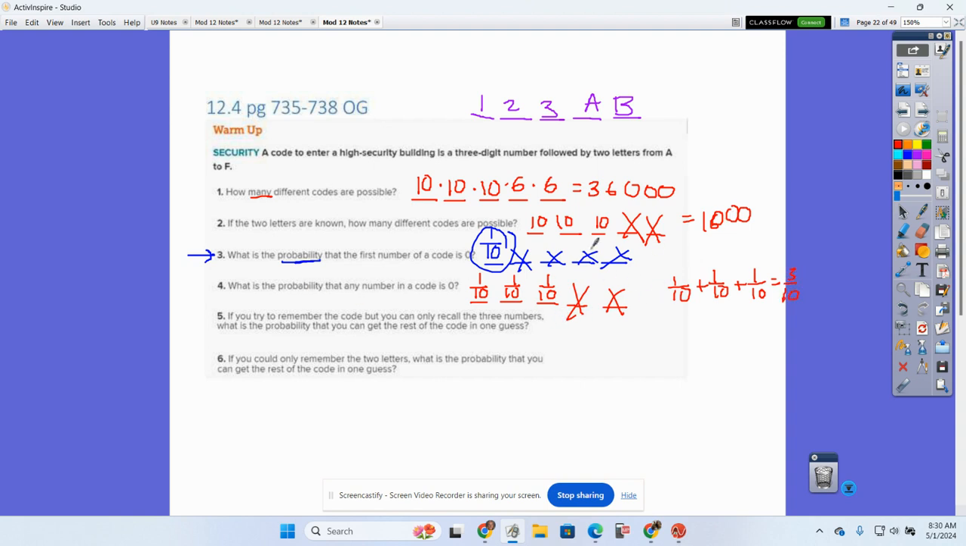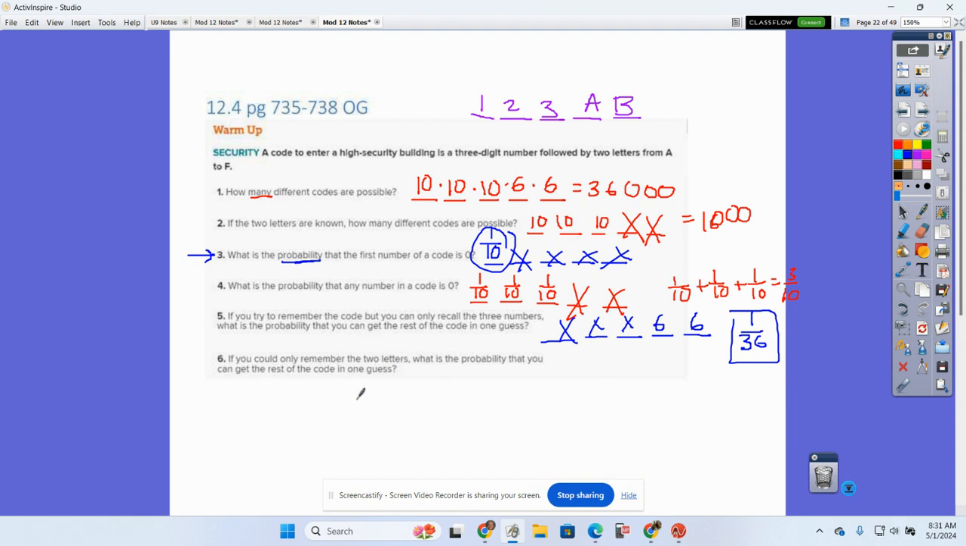Okay. So if you try to remember the code, but you can only recall the 3 numbers. So we know the 3 numbers. Okay, those are locked in. What is the probability that you can get the rest of the code in one guess? So you have 6 chances here and 6 chances here. So it's 36 total chances and 1 right guess. So that would be your probability there.